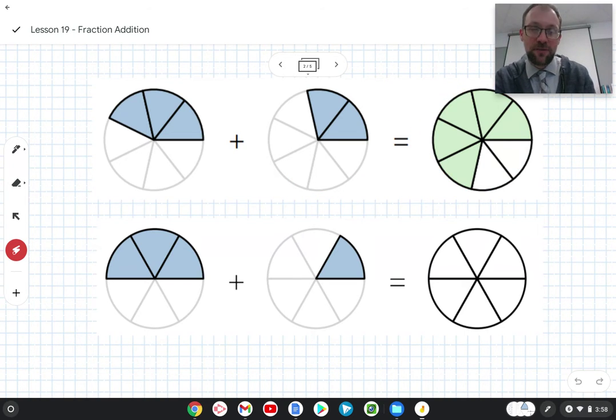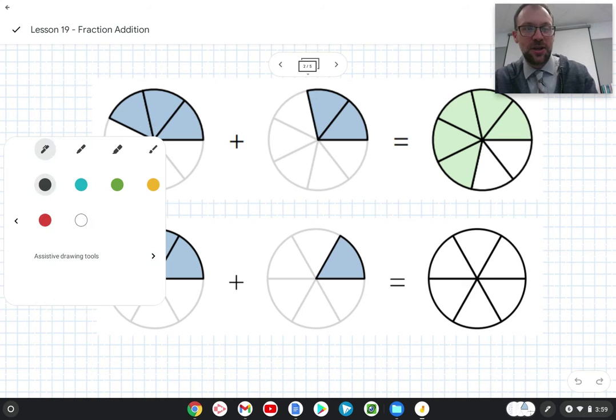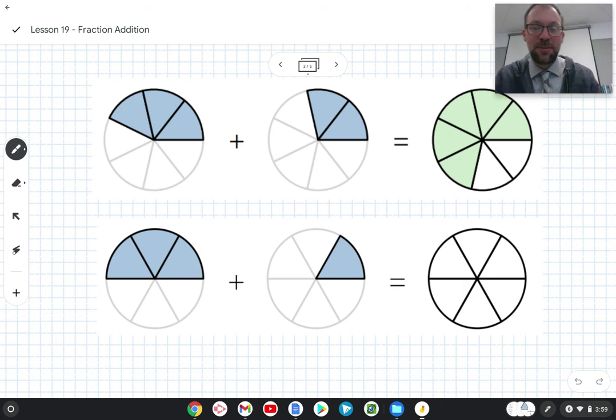Well, first of all, these drawings represent fractions. And so the first thing we have to do is identify the fractions that these drawings represent. So let's go ahead and do that. I'm going to first count up all the pieces in the circle, and that'll give me my denominator. And then I'll count up the blue pieces, and that'll tell me how many pieces I have, or will be the numerator.